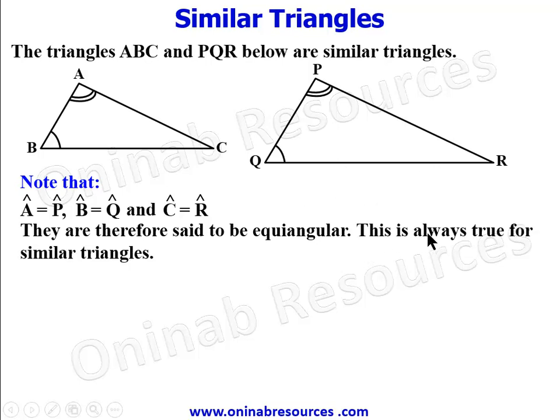So also, this is always true for similar triangles, even though they are turned around. You still find a way of saying that they are similar triangles. That is to say, all similar triangles are equiangular triangles. We look at their corresponding sides.